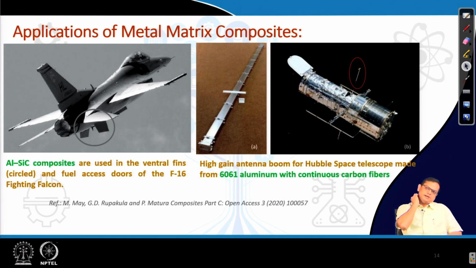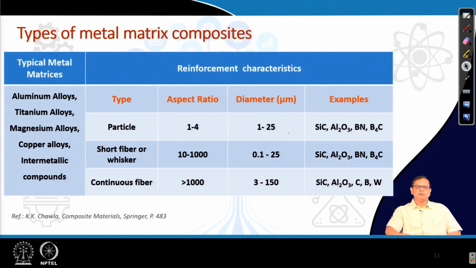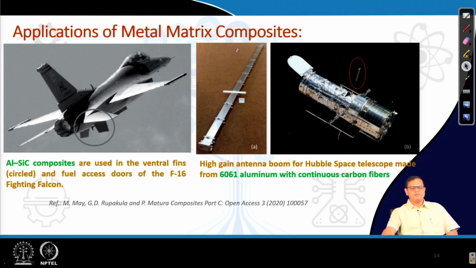And so, application wise, obviously there are household applications of metal matrix composites. In this case, we are talking about some advanced level metal matrix composites. For example, in this particular case, you can see here these ventral fins, and in some cases the fuel access doors of the F-16 Fighting Falcon, that is made of AlSiC composite, aluminum matrix with SiC fiber or particle reinforcement.